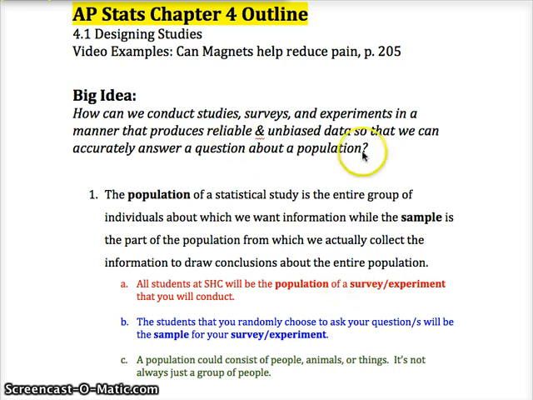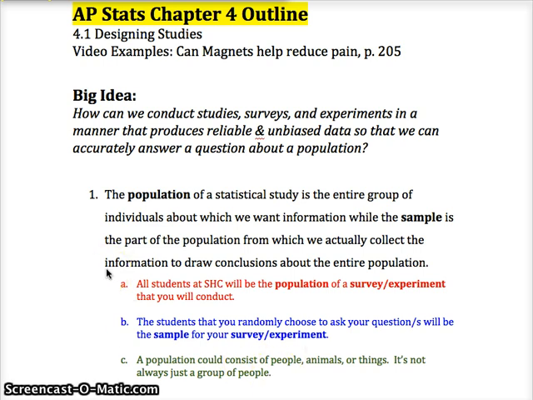So our big idea here is how can we conduct surveys and experiments in a manner that produces reliable and unbiased data, so that we can accurately answer a question about a population. Our population here would be all of Sacred Heart students. What you're trying to do is collect the smallest sample possible to get an accurate reflection of what people really think. And again, we do this because it's not practical for our school where there's over 1,300 students, but it's even less practical if we want to say, like, who's going to be the next president of the United States. We can't contact everybody.